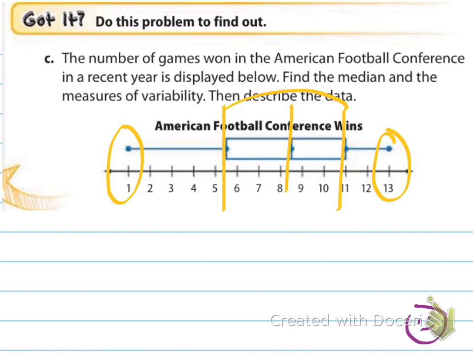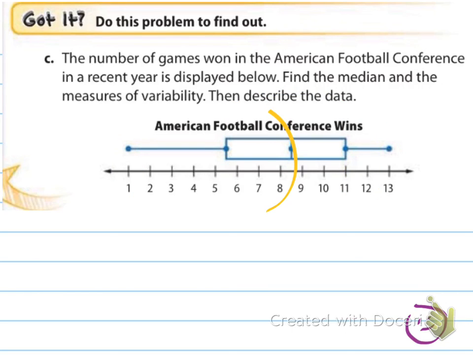And then I see that the information is more spread out in the first half of the data set, because this is a bit longer. I mean, definitely within the whisker, it's a lot longer. The first 25% of the information is spread out, and I'd say the second 50% of the information is more concentrated.